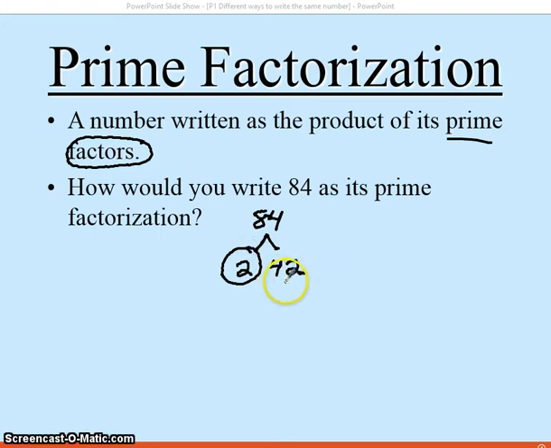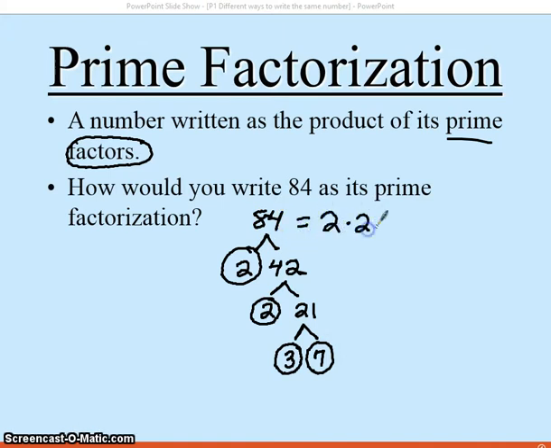We can continue to break this factor down into prime factors, such as 2 and 21. Again, 2 is prime, 21 is not. It's still composite. 21 is the same as 3, which is prime, times 7, which is also prime. So 84 is the same as 2 times 2 times 3 times 7. We could also write it as 2 squared, since we're multiplying 2 twice, times 3 times 7. Both are acceptable ways of writing a prime factorization.